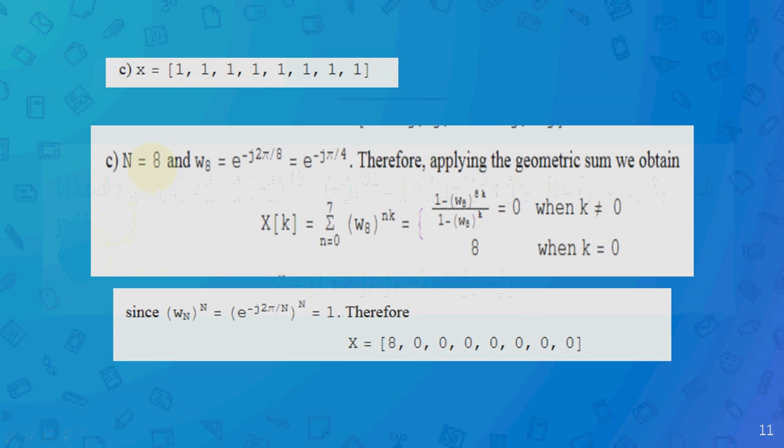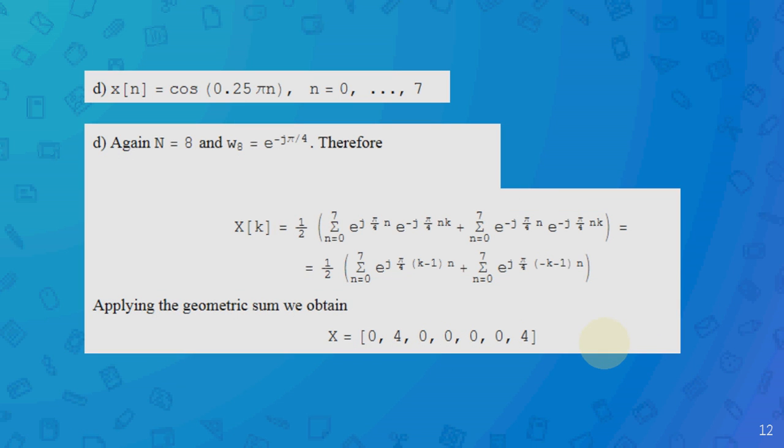Let us take one more example. X is equal to 1 repeated 8 times. So here N is equal to 8. So the twiddle factor is e raised to minus j 2 pi by 8, that is e raised to minus j pi by 4. So use the formula, summation n equals 0 to N minus 1, x of n is 1 itself, into the twiddle factor raised to nk. So here 1 minus twiddle factor raised to 8k, for k equal to 0 to N minus 1. The twiddle factor e raised to minus j 2 pi by N raised to N is equal to 1. So therefore you will get 8, followed by 7 zeros.